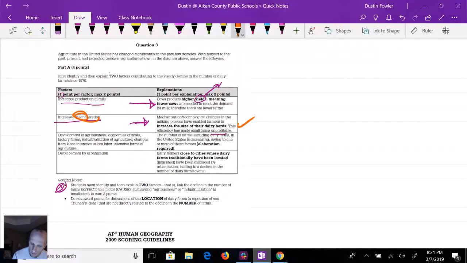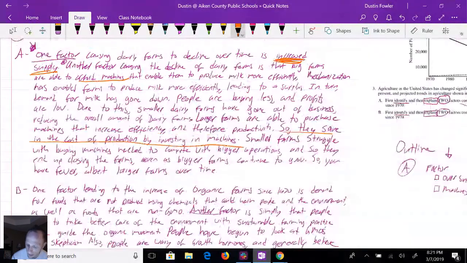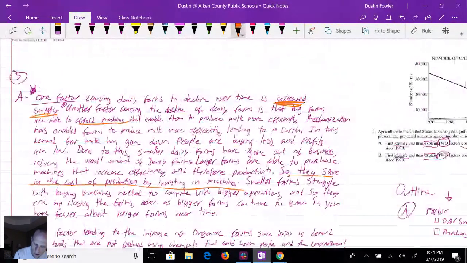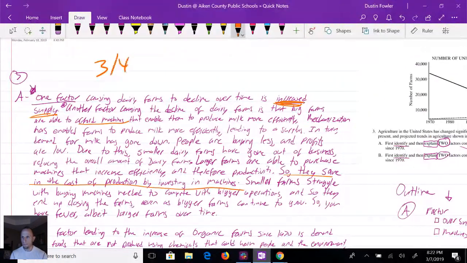I looked almost immediately at the mechanization. So if y'all see this, it made sense when I was writing it, but I feel like I missed a portion here. So I'm going to say that part A would be 3 out of the 4 points. All right, 3 out of 4, because I'm just looking at the rubric. I don't think I got the explanation point for the first factor.